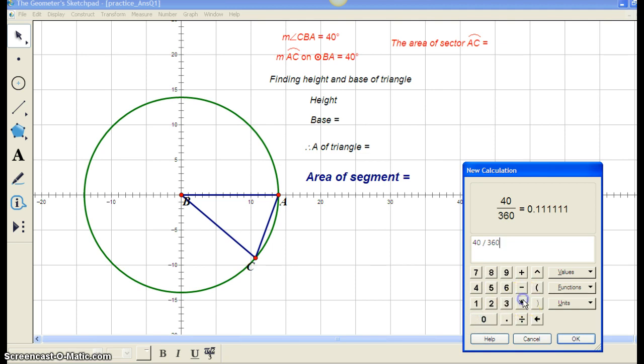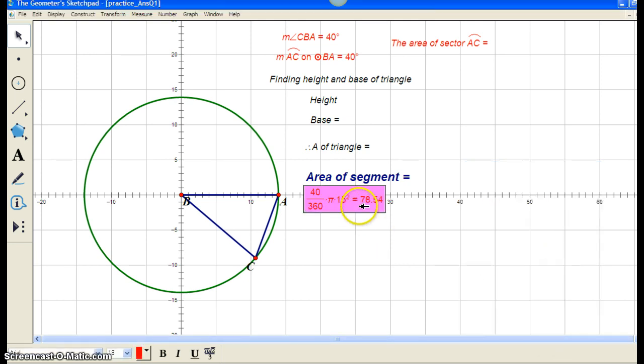So we have to multiply that by our area. So times pi times our radius squared. And our radius is 15. So there is our area, 78.5 centimeters squared approximately.